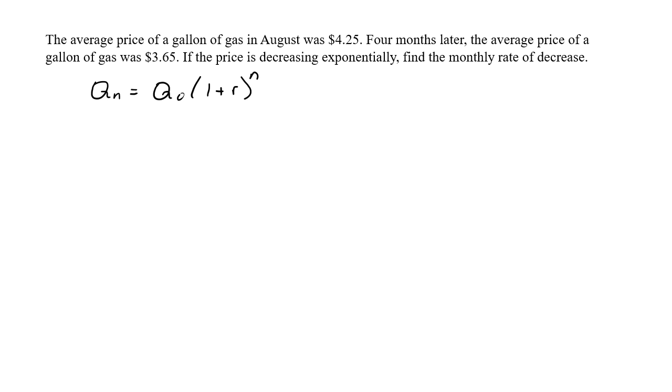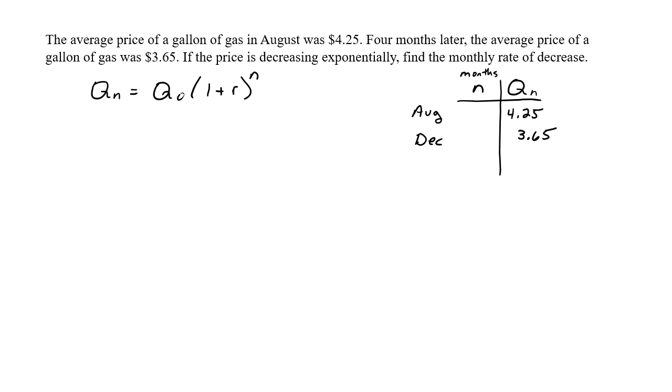So let's make a little table of the information we have over here. N is a time frame, and in this case, since they're asking for monthly rate of decrease, N is going to be months, and sometimes that helps to jot that down. That's going to be the number of months. We know in August the price was $4.25. And then 4 months later, so I guess that would be December, August, September, October, November, December. The price was $3.65.